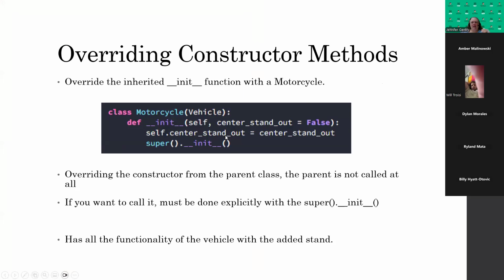What you're basically doing is overriding the constructor from the parent, but you can force it to call the parent with that super. In reality, I don't need to call the super for the vehicle at all if I don't want to. But if I do, I need to do it explicitly with that super init. Once I do that, it has all the functionality of the vehicle from the parent, plus anything I've added to it. So it works just like other languages.